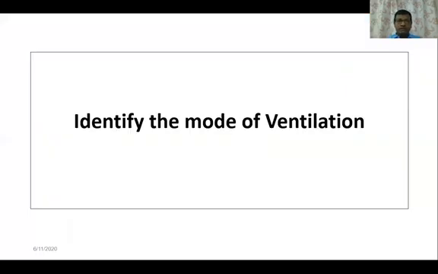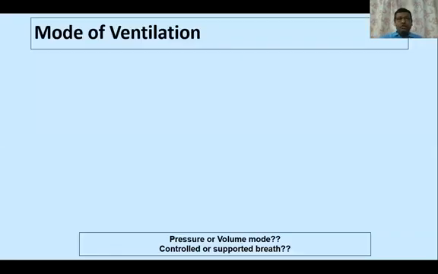So here we have finished the basics of waveforms. Just to summarize, scalars and loops: three scalars, pressure, volume, and flow, and two loops, the PV loop and the FV loop. Now let's see how we can use the graphics to identify the mode of ventilation. When you look for the mode of ventilation, you should ask two questions when you look at the graphics: whether it is a pressure or a volume mode, and the second question is whether it is a controlled or supported breath.